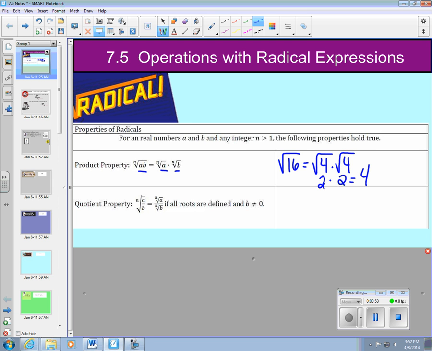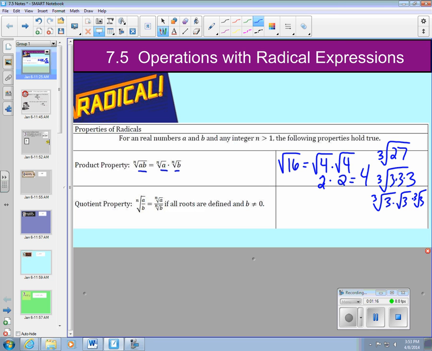We can also split this apart with different indexes, not always 2, so sometimes 3. So if we have the cube root of 27 we can really write it as 3 times 3 times 3. So if we split this apart, we have the cube root of 3 times the cube root of 3 times the cube root of 3.